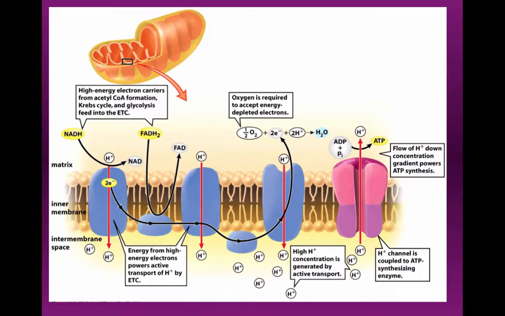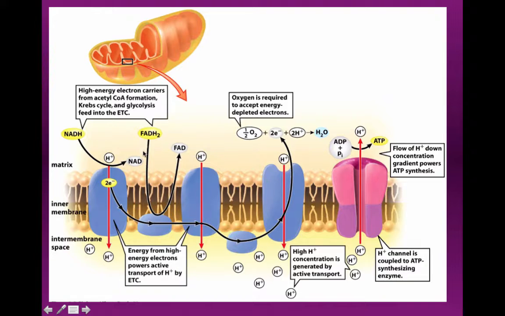Those H pluses pair up with electrons and oxygen to form water. Alright, so what have we done so far? We've taken our NADH, we've oxidized it, we've moved electrons through an electron transport chain to power the movement of H pluses from the matrix to the intermembrane space through active transport. Alright, we also have FADH2 coming in. What does FADH2 consist of? Well, it consists of FAD, 2 electrons, and 2 hydrogen ions.